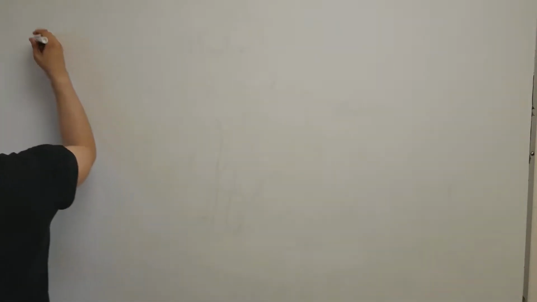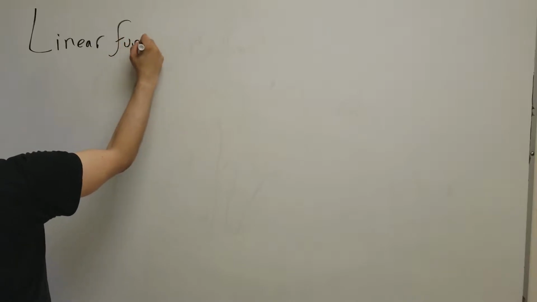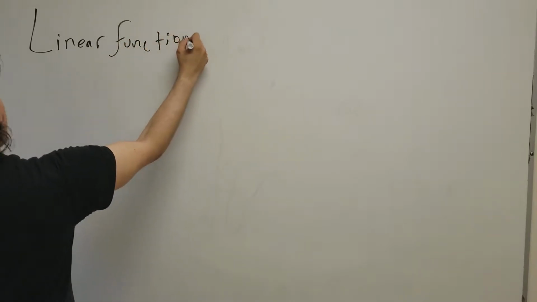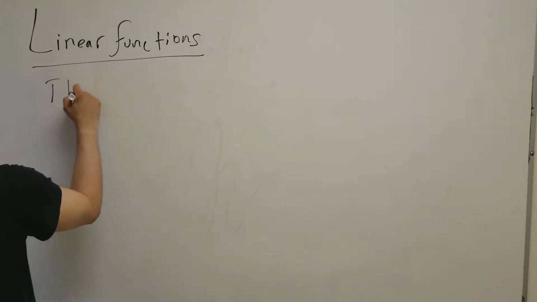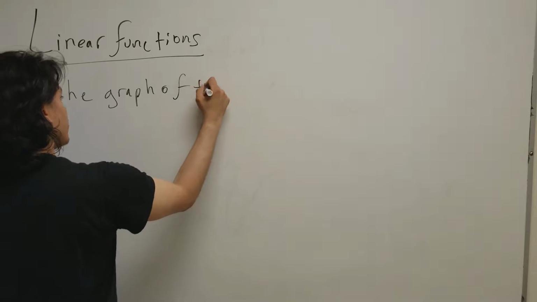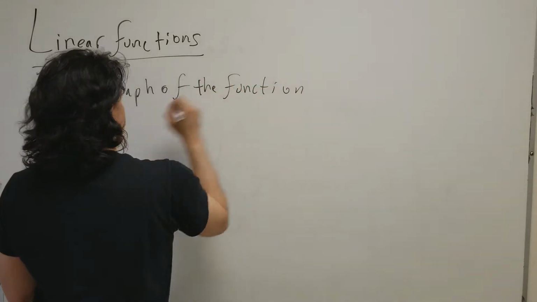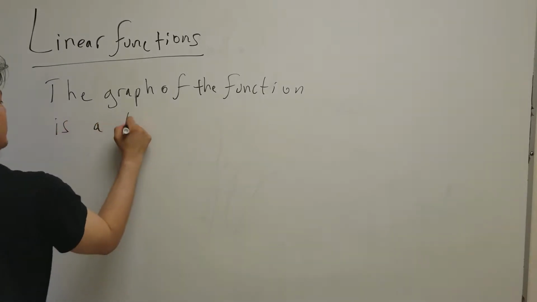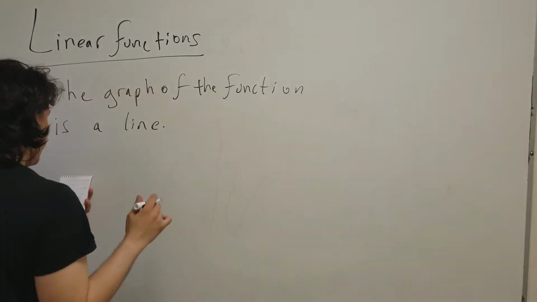So the first function that we're going to talk about are linear functions. They're called linear functions because the graph of the function is a line. I'm pretty certain you can tell by the name, linear function means a line.